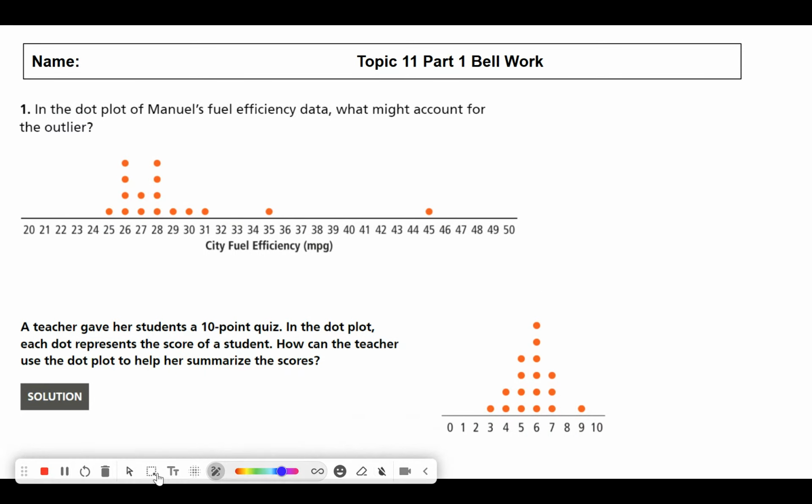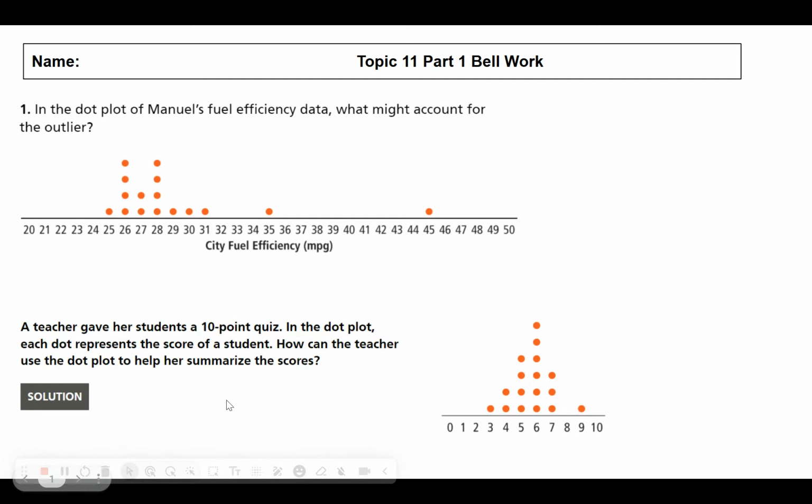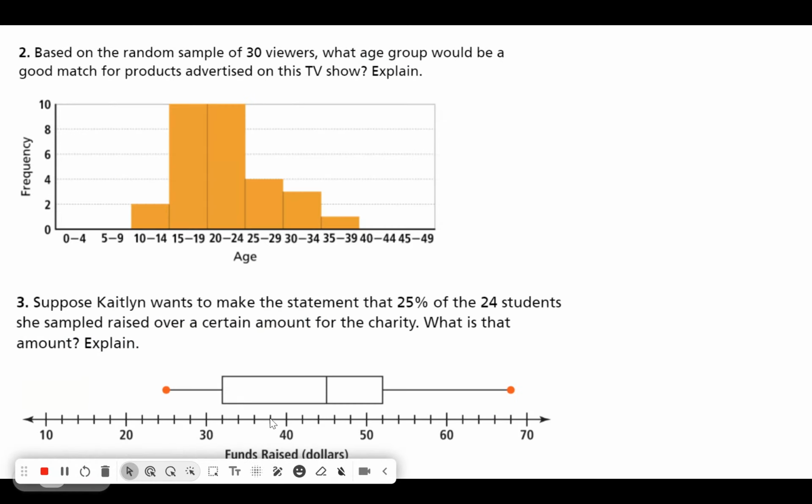Okay, next. Okay, it says based on the random sample of 30 viewers, what age group would be a good match for products advertised on this TV show? Explain. So again, this is a TV show. They're running advertisements or commercials, and they're trying to get the age group that they should focus their ads on.